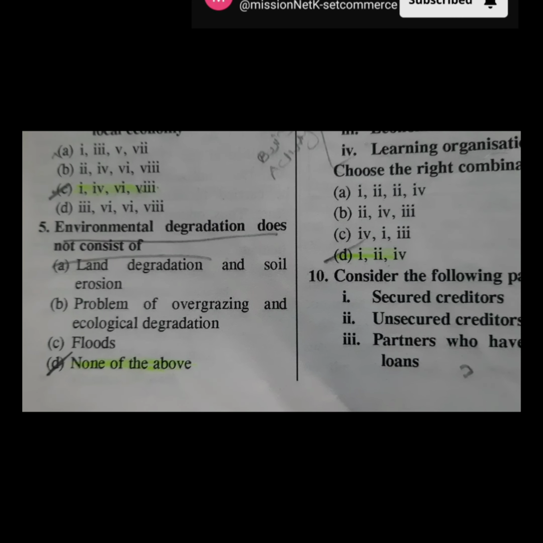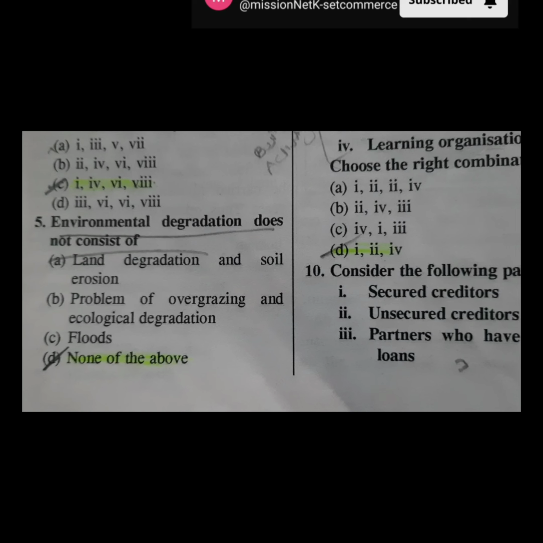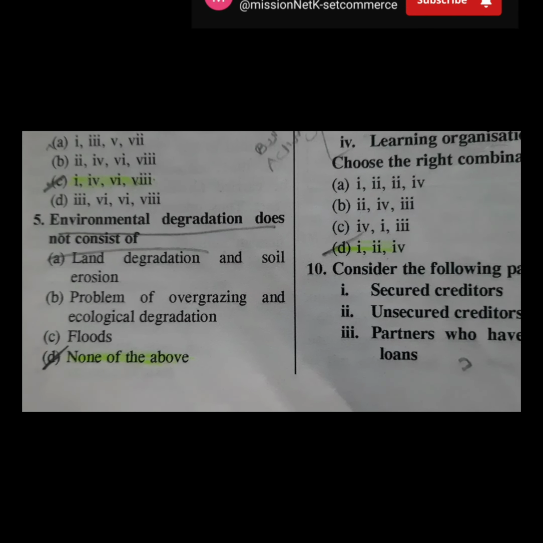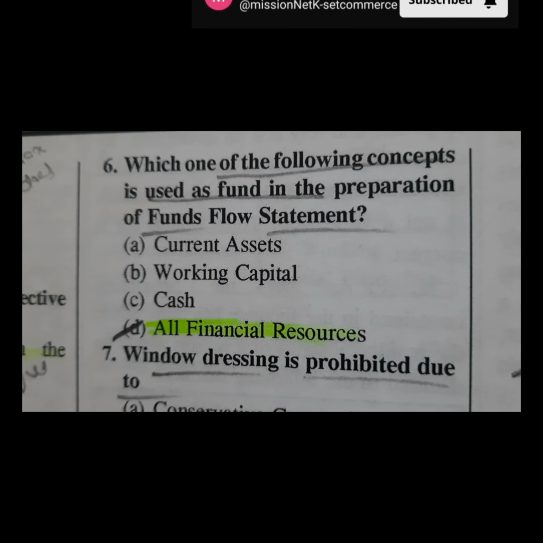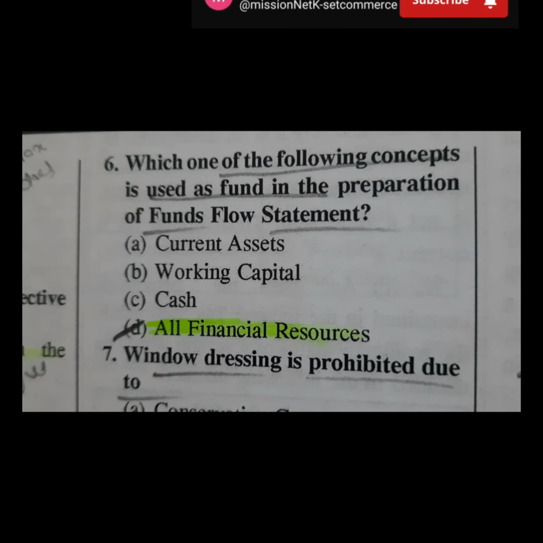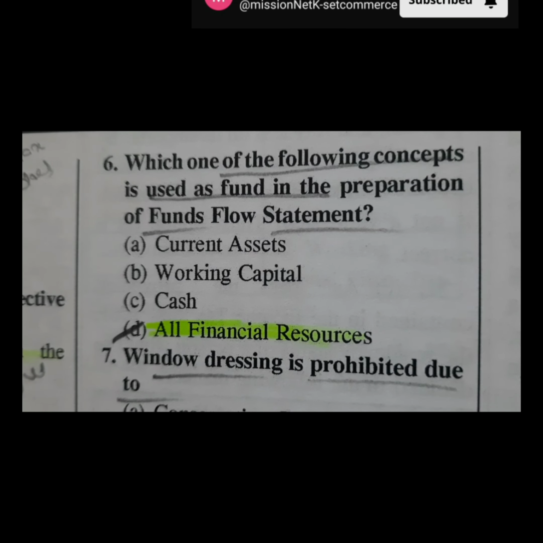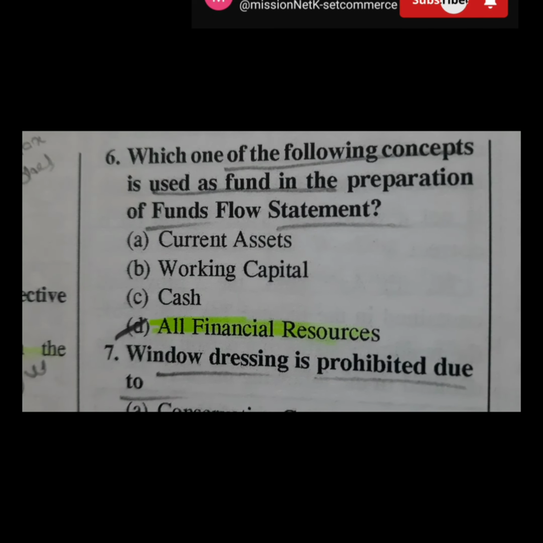The next question is environmental degradation does not consist of. The right answer is option D, none of the above. The next question is which one of the following concept is used as fund in the preparation of fund flow statement? Here four options are given below. The right answer is option D, all financial resources.